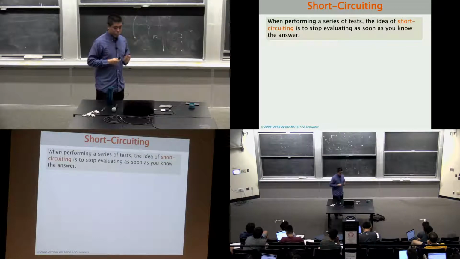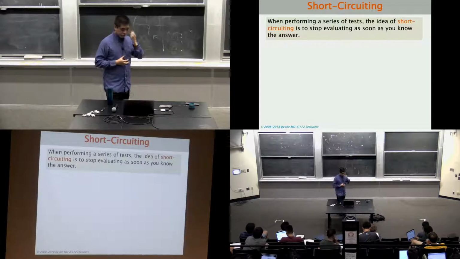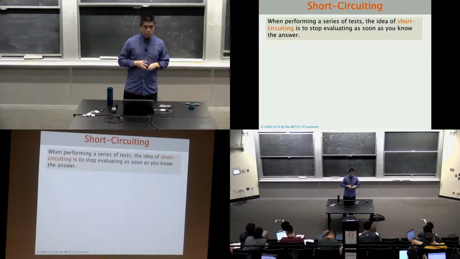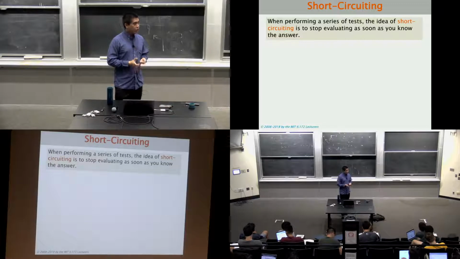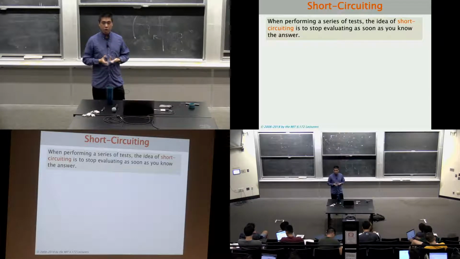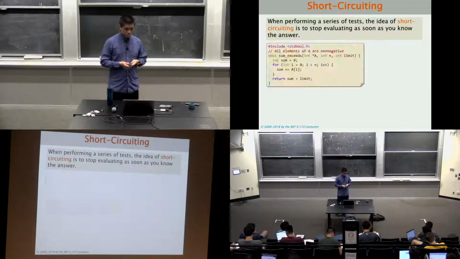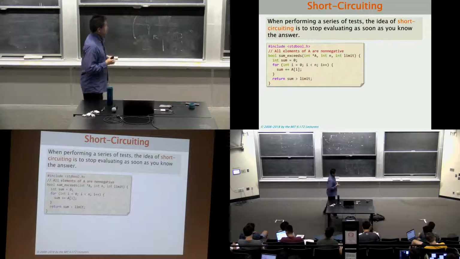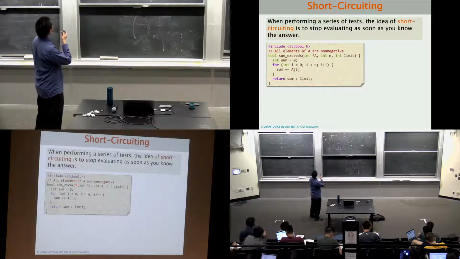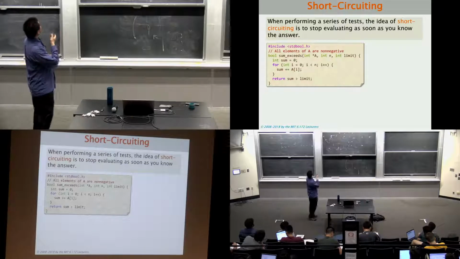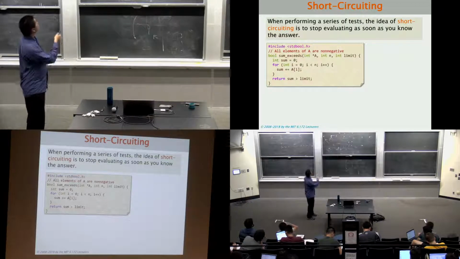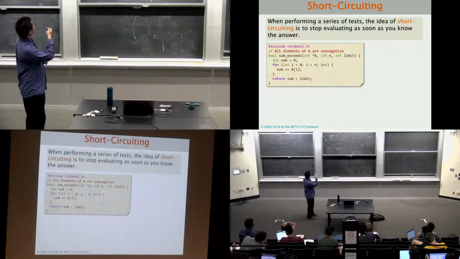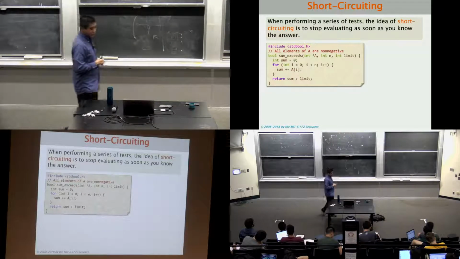Okay, so the next optimization is short circuiting. The idea here is that when we're performing a series of tests, we can actually stop evaluating this series of tests as soon as we know what the answer is. So here's an example. Let's say we have an array A containing all non-negative integers. And we want to check if the sum of the values in A exceeds some limit.